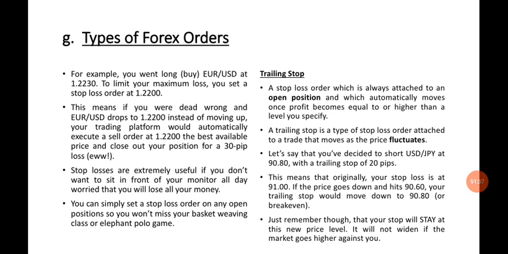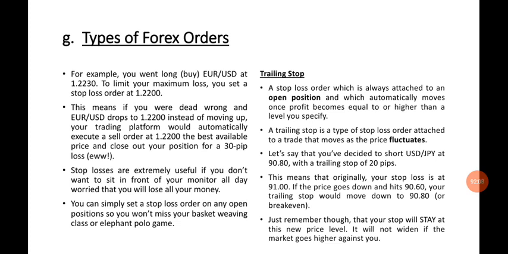A stop loss order which is always attached to an open position and which automatically moves once profits become equal to or higher than a level you specify. A trailing stop is a type of stop loss order attached to a trade that moves as the price fluctuates. Let's say you've decided to short US dollar versus Japanese yen at 90.80 with a trailing stop of 20 pips.